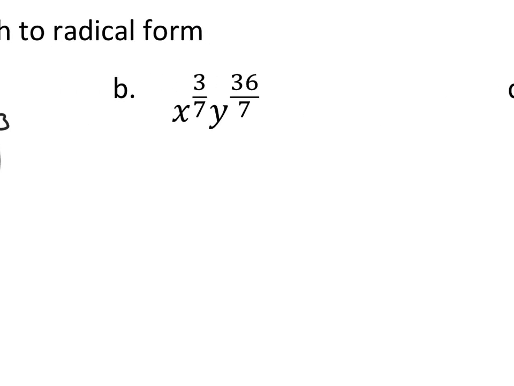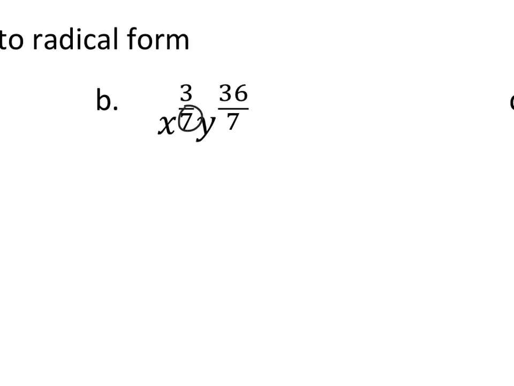Number B, notice how they already have a shared index. So oftentimes when we rewrite this as a radical, we would rewrite it with the shared index. Again, the bottom number is the index. And then individually, it would be x to the third, y to the 36. So that's one way to rewrite this particular problem.